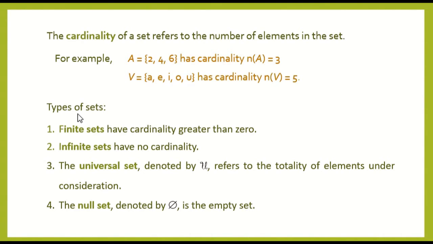Okay, next we have types of sets. So we have the finite sets, which have cardinality greater than 0. Another, we have infinite sets, which have no cardinality. Infinite man siya, so dili siya maihap. Next, we have the universal set, denoted by capital letter U. This refers to the totality of elements under consideration. And the fourth one, we have the null set. This is denoted by this symbol, which means the empty set.